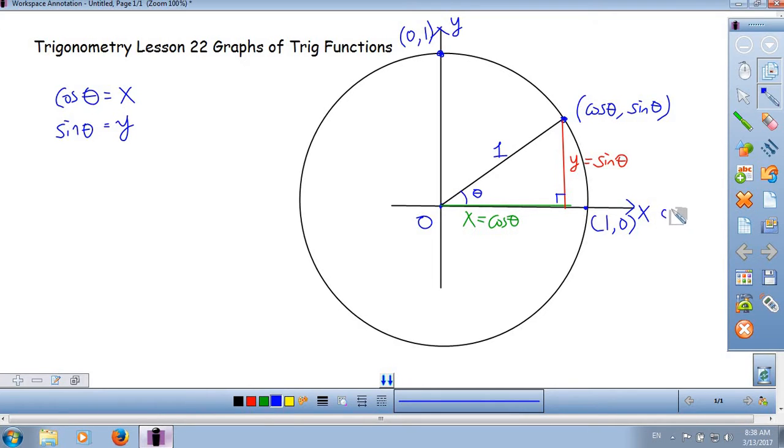So from 0 here, the radian measure is 0, and here the radian measure is going to be pi over 2, and then if you keep going, the radian measure will be pi for 180 degrees. If I extend this down here, this will be 3 pi over 2. And then if we come back to the beginning point, it's going to be 2 pi, and then it will keep going.